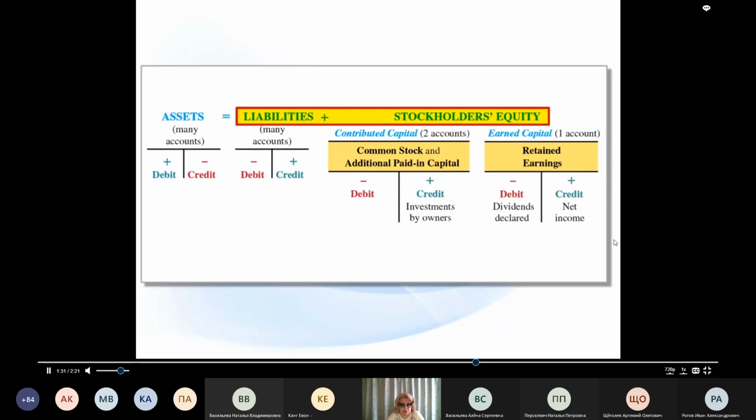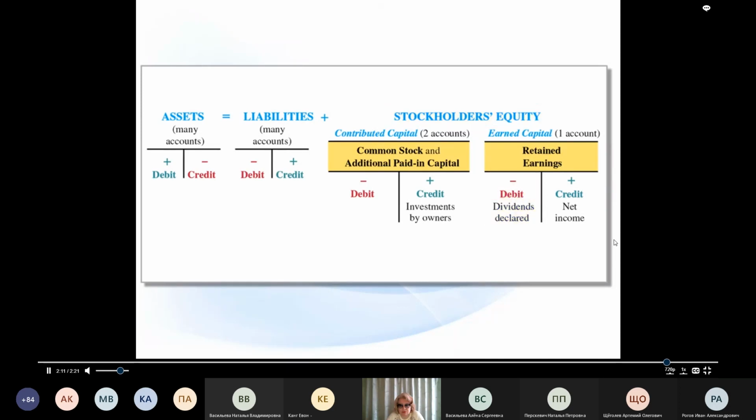Liabilities and stockholders' equity are on the opposite side of the accounting equation. So to keep things in balance, the rules for debits and credits are the opposite. For liabilities, such as accounts payable, increases are recorded with credits and decreases are recorded with debits. Stockholders' equity accounts follow the same rules as liabilities. Increases to the common stock and additional paid-in capital T accounts, when owners make investments, are recorded with credits. The increase to the retained earnings account, when net income is reflected, is also recorded with a credit. A decrease to the retained earnings account, when dividends are declared, is recorded with a debit.